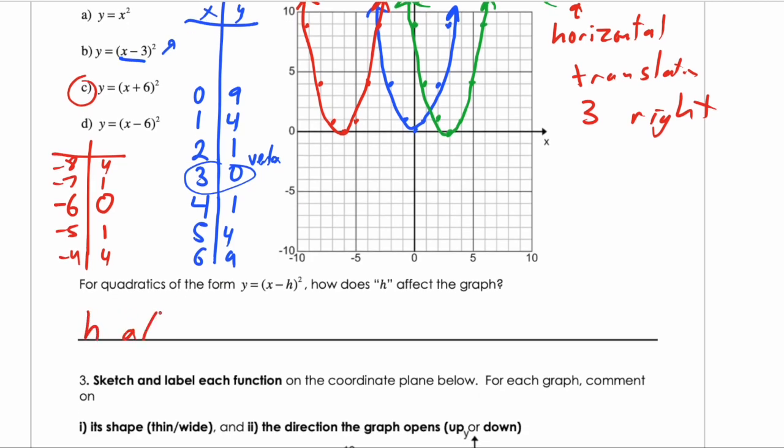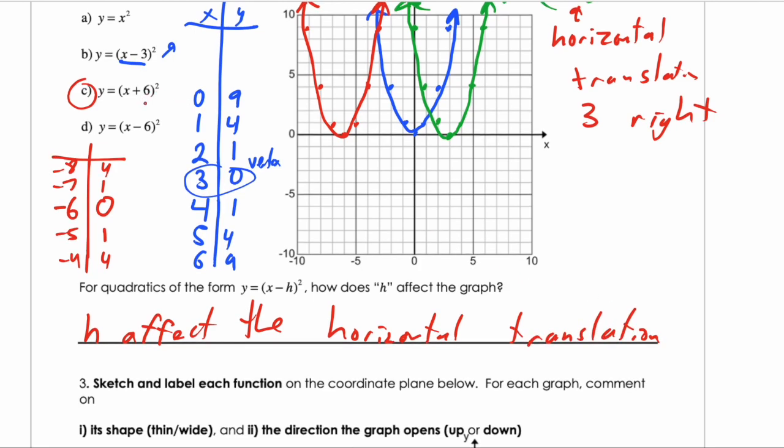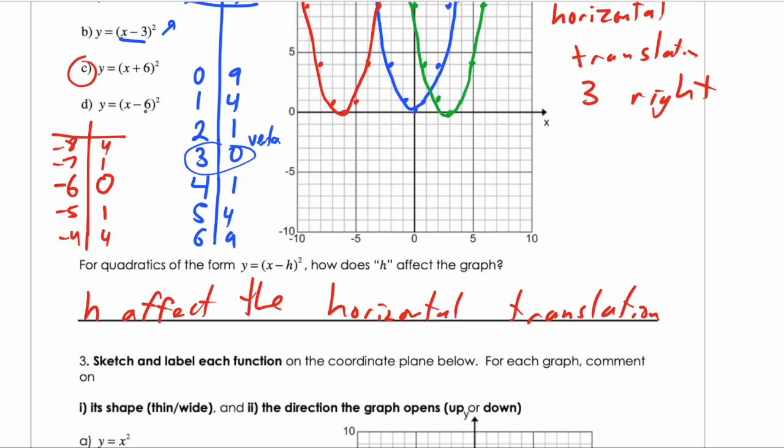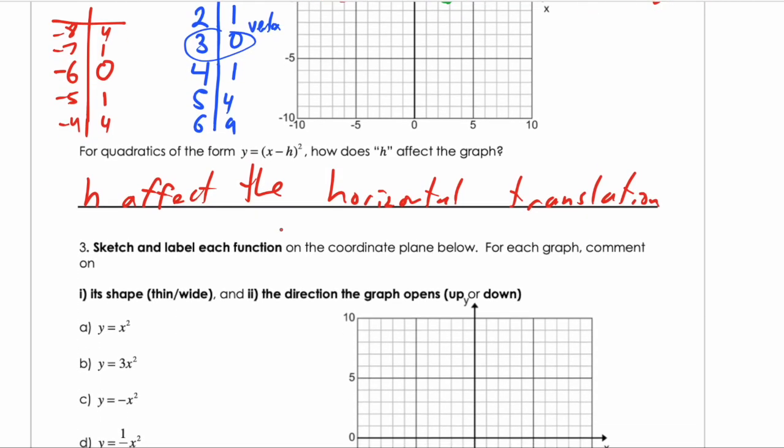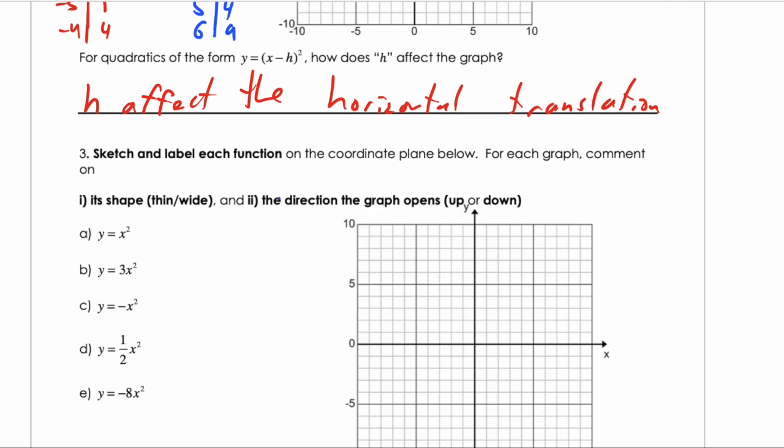So h affects the horizontal translation. But you got to remember that it's the opposite sign. If it's a plus 6, it's to the left 6. If it's minus 6, it's to the right 6. Okay, let's look at another one now.